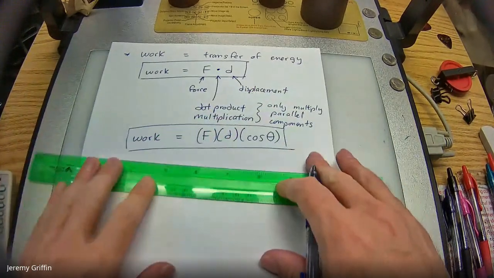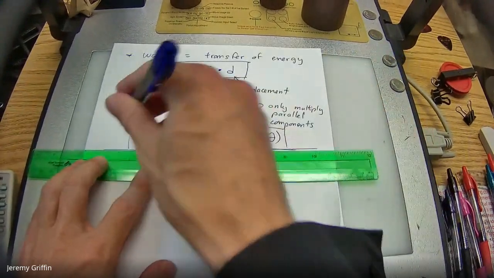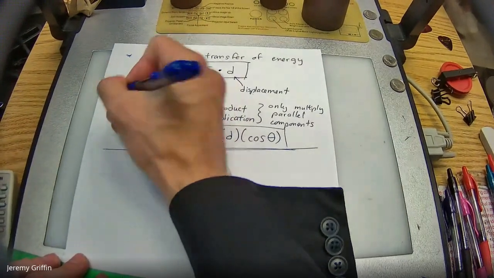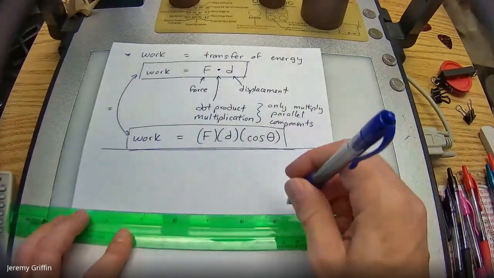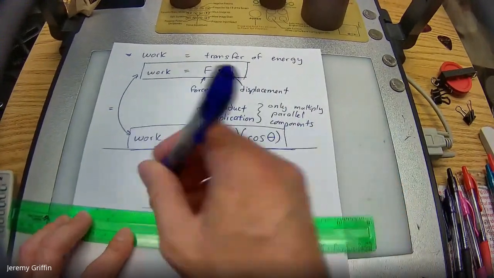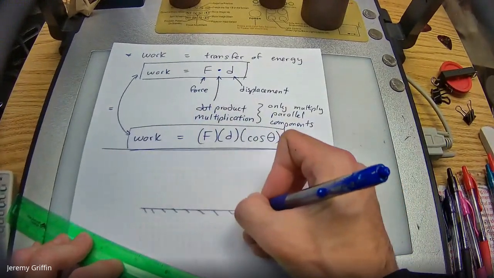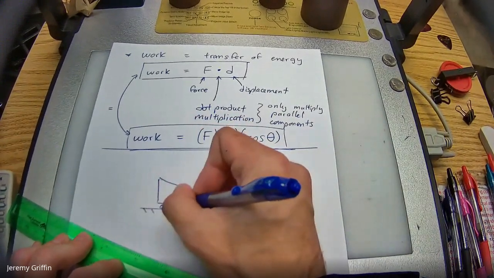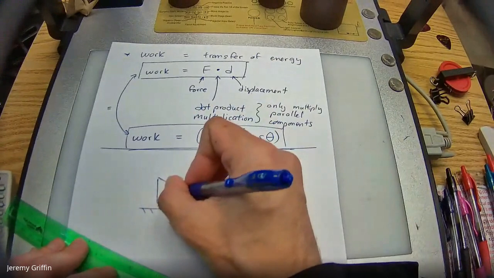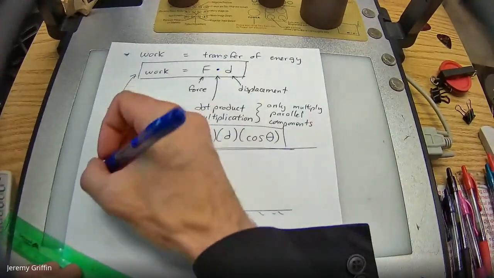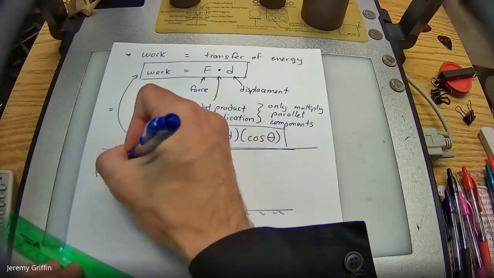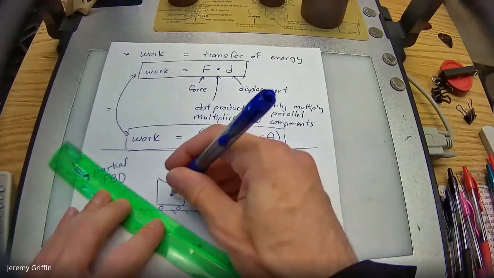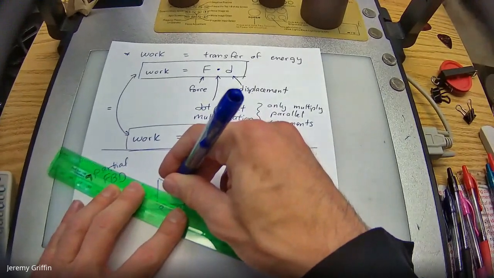So what's a pretty fundamental application of this that would definitely make sense? Let's say you have a shopping cart that you're pushing across the floor. So I've got a floor, a shopping cart with some wheels, and I'm going to draw for you a partial free body diagram. This is not going to be a complete free body diagram. I'm going to leave some stuff out, but just draw the parts that are relevant.